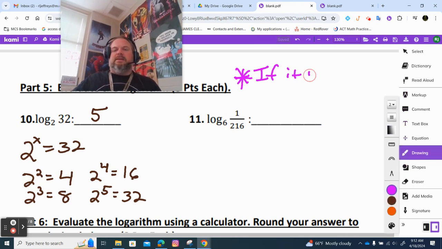If it is a fraction. Now, this works on this one. Oh my gosh.